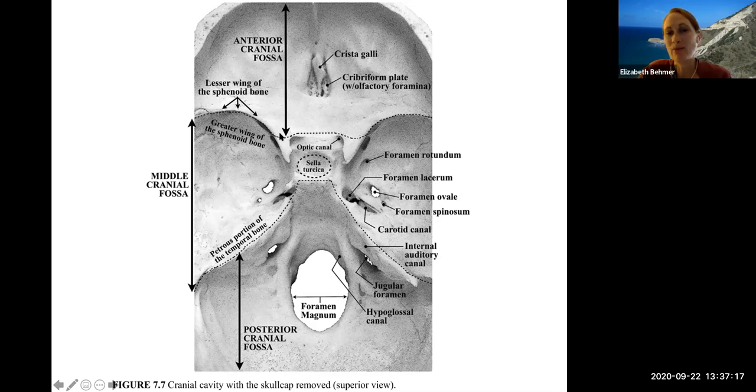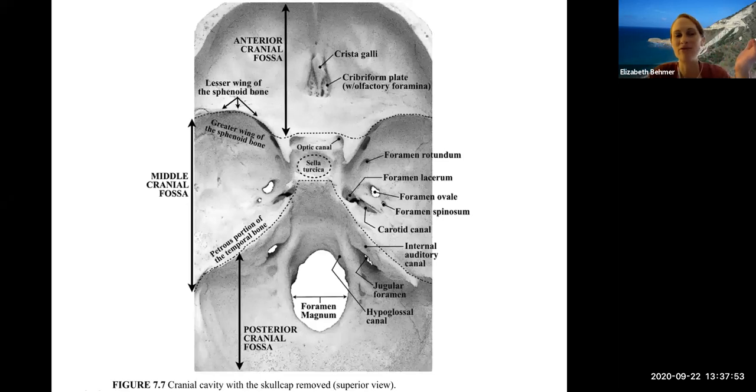What makes up kind of the border between the anterior and middle cranial fossa is this lesser wing of the sphenoid bone. Your sphenoid bone, greater wing is right below that there. And again, if you're studying an atlas, the sphenoid bone looks like a butterfly. The optic canals are holes within the sphenoid bone, and this is where your optic nerve goes to attach to the back of your eye. The sella turcica is just a little depression within the sphenoid bone. It's about the size of your pinky.